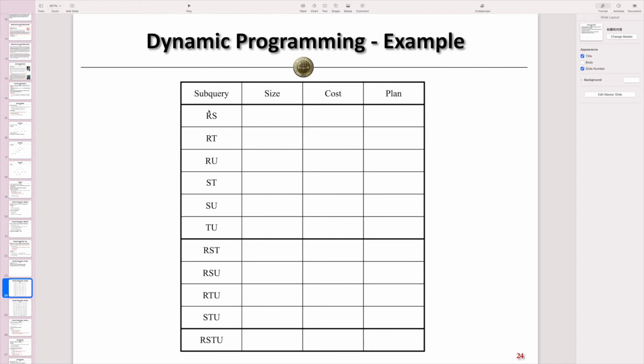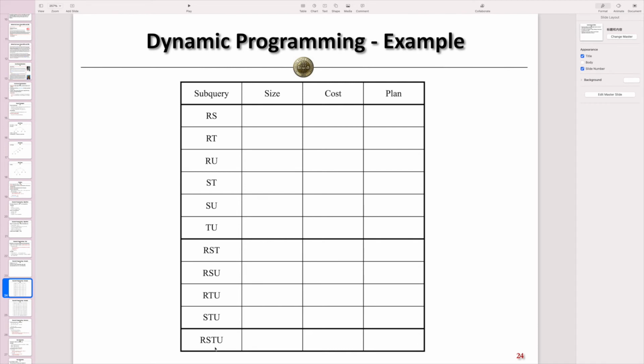For the subqueries, we have different combinations of subqueries you can get from R, S, T, U. We ignore the individual relations in this table, so we consider subqueries starting from 2-relation combinations. This subquery RS denotes the join between R and S, and this subquery RST denotes the join among R, S, T, these 3 relations. And the last row denotes the join among all 4 relations.